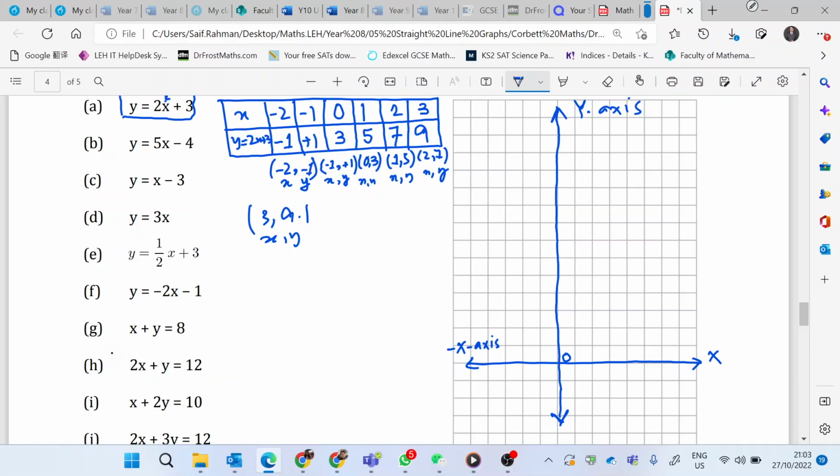So now I will start plotting these points. The first point is -2 and -1. So the x value is -2. On the x-axis, this is 0, this is -1, and this is -2. So our first point is -2, and the y value is -1. So on the y-axis, this one is -1.